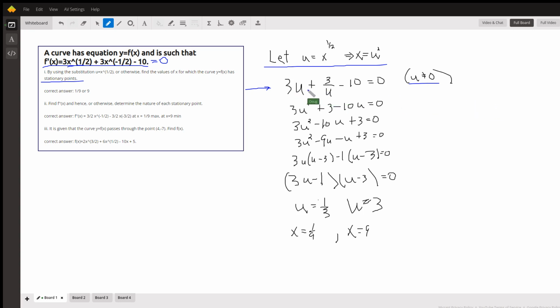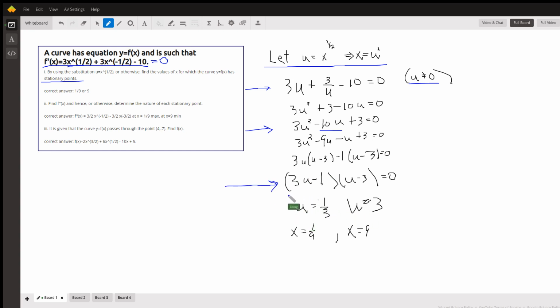Multiply every term by u to clear the equation of fractions. Write it in descending order. You can use split the middle, factoring by grouping, or just factor by trial and error to find out how this factors. I split the middle, minus 10u into minus 9u plus a negative u. Used factoring by grouping, and there's the factoring. That means u equals 1/3 or u equals 3.